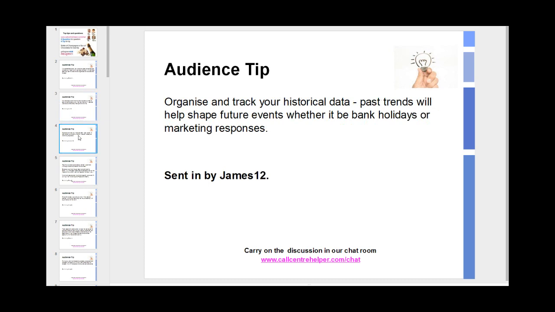Penny, so we've got, I think, something that largely ties in with what you were saying. Organize and track your historical data. Past trends will help shape future events, whether it be bank holidays or marketing response, or even things like sporting events like the World Cup, which is coming up in a month or so's time, is going to cause some quite big deviations. But I guess a lot of that ties in with your planned variances. I can't remember the word you used.